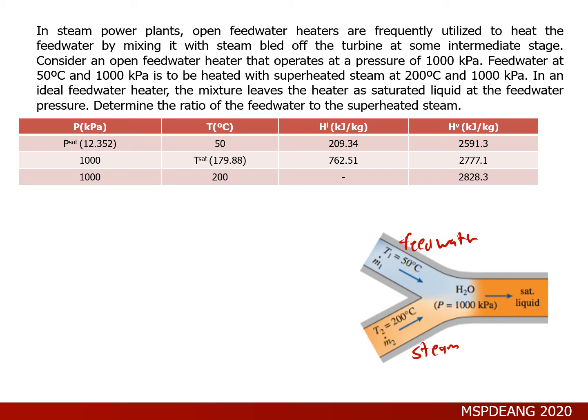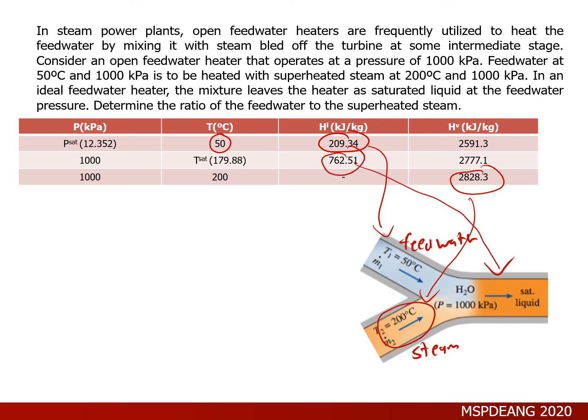Now, for calculation simplicity, let us assume that only the temperature affects the enthalpy of this feed water stream. So, the temperature is 50 degrees Celsius, so we assume the enthalpy of the feed water is equal to the enthalpy of saturated liquid at 50 degrees Celsius. So, we will use 209.34 as the enthalpy of the feed water. The enthalpy of the steam, based on the steam table, at 200 degrees Celsius is 2828.3. And then, for saturated liquid at 1000 kPa, this is its specific enthalpy.